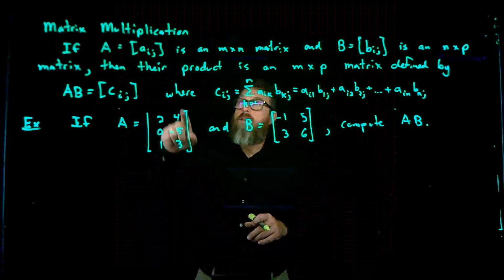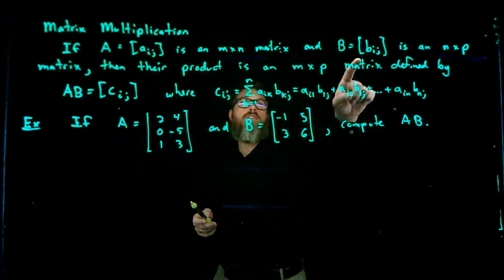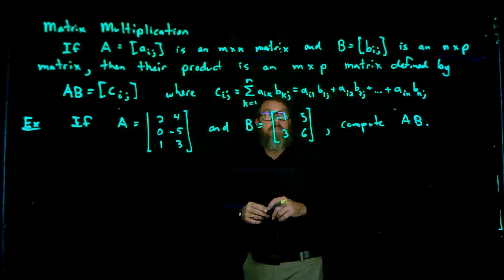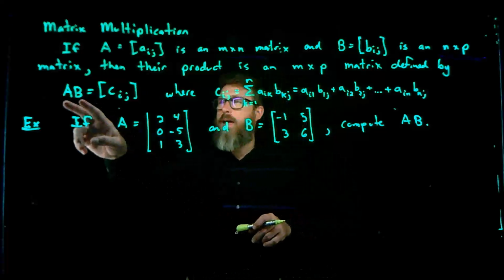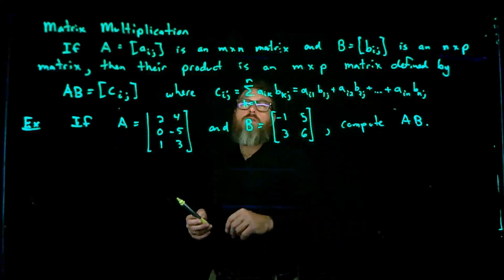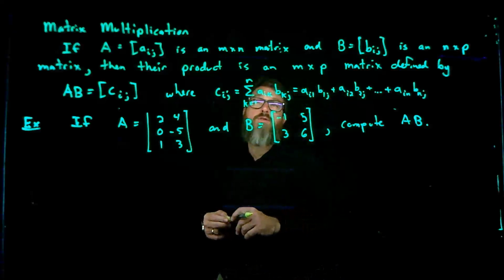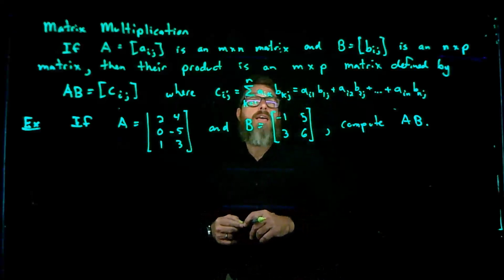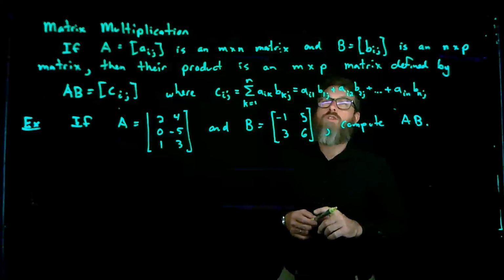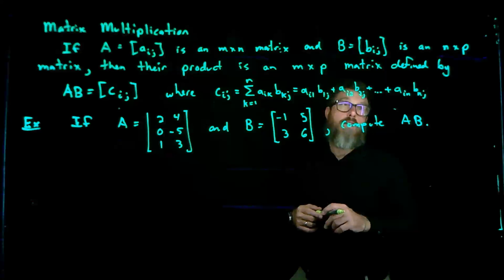So if A, defined in entry form, is an m by n matrix, and B, also defined in entry form, is an n by p matrix, then their product is going to be an m by p matrix. Defined by, A times B is equal to Cij, where the entries Cij are defined by this sum of products. So the summation from k equals 1 to n of Aik times Bkj, which is equal to this, which is Ai1 times B1j plus Ai2 times B2j, and then so on.